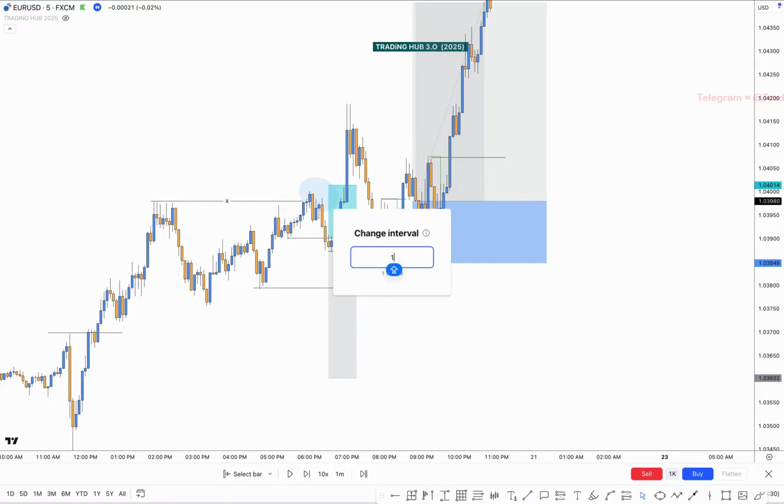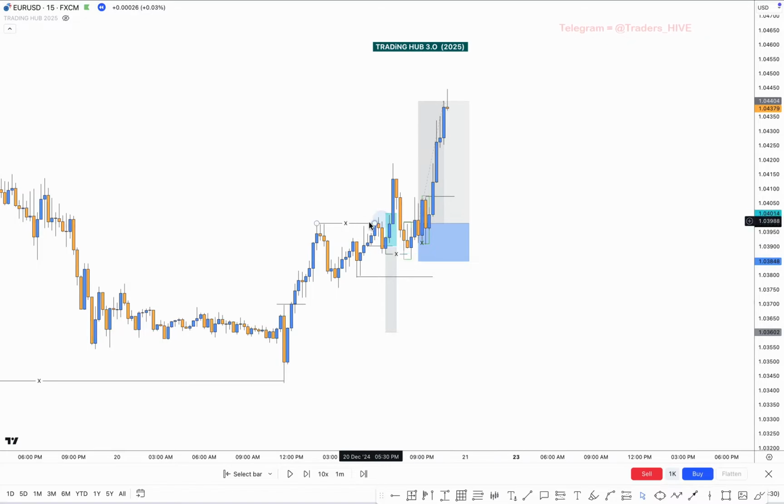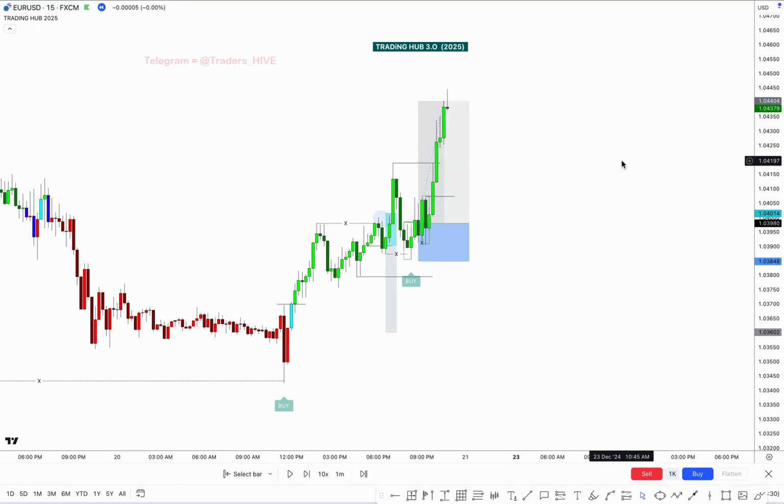Let me show you here in a 15-minute time frame again. In the 15-minute time frame, we can see the first one just swept here and the next one just swept here. If I enable the trading hub indicator here, we can see the market create a bullish signal, but at which point does the market create a bullish signal? At the market close of it. So this one is a little bit late.